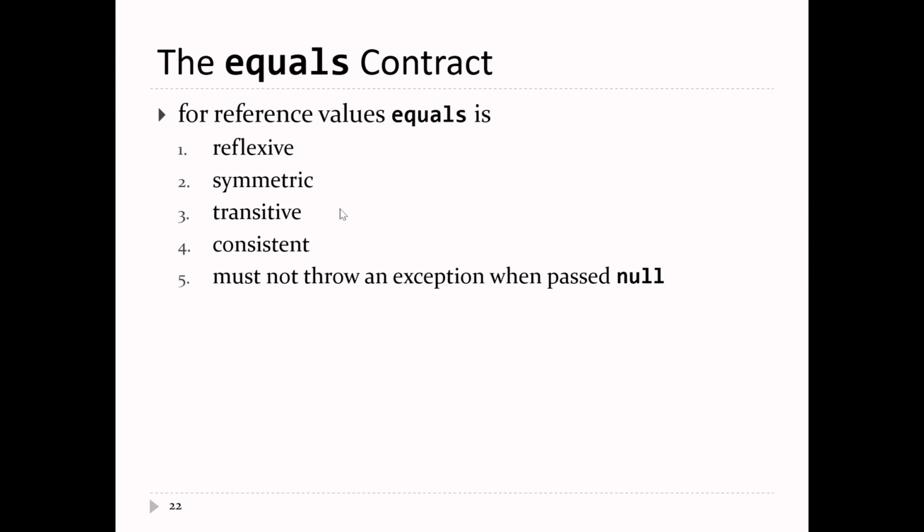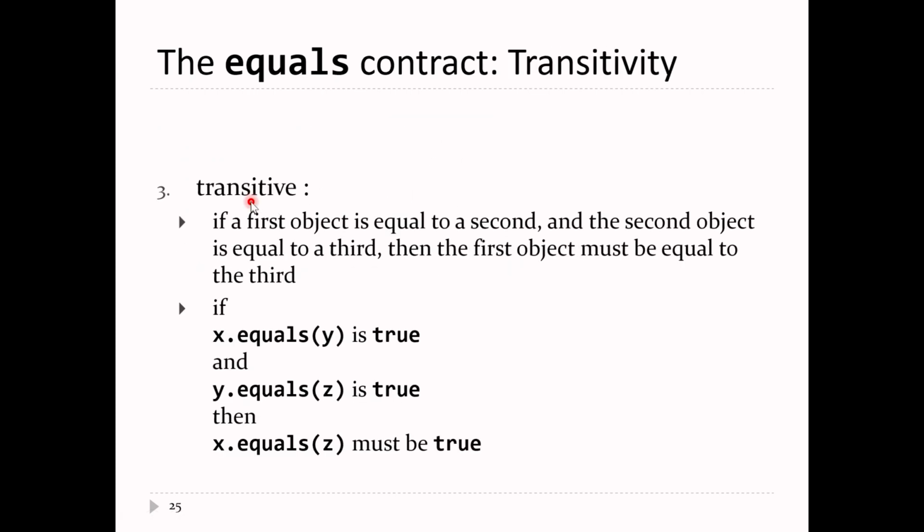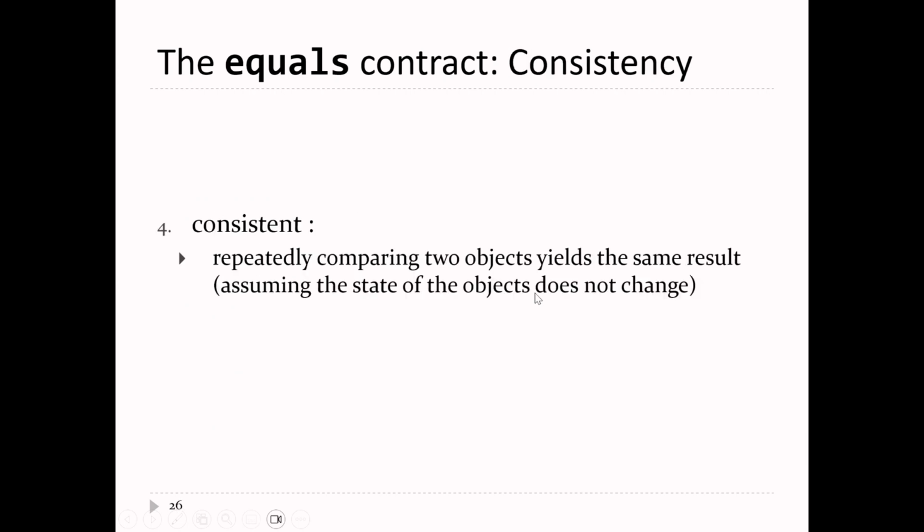Okay, transitivity. Transitivity means if the first object is equal to the second and the second object is equal to the third, then it must be the case that the first and third objects are equal. So if x equals y is true and y equals z is true, then it must be the case that x and z are also equal. Again, if you go through the implementation of the method, you can convince yourself that the method is in fact transitive.